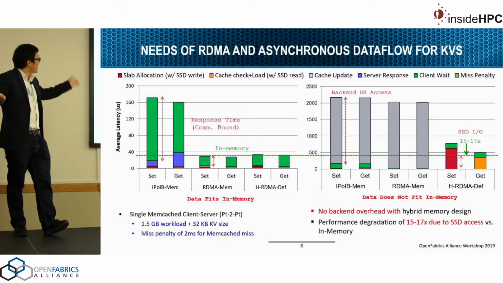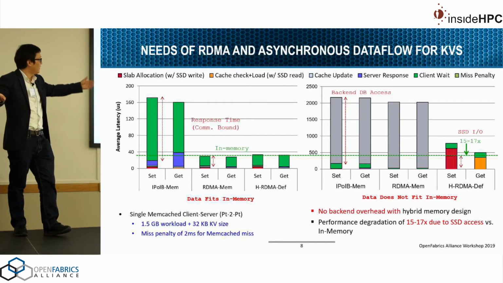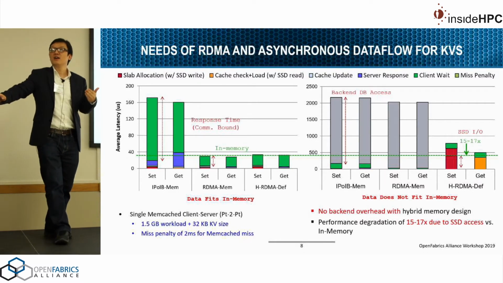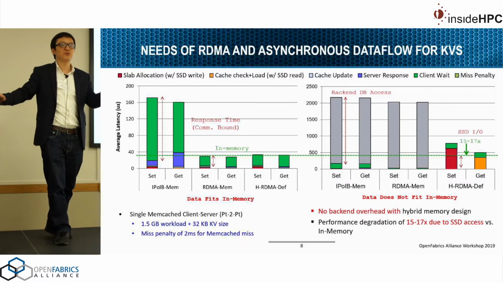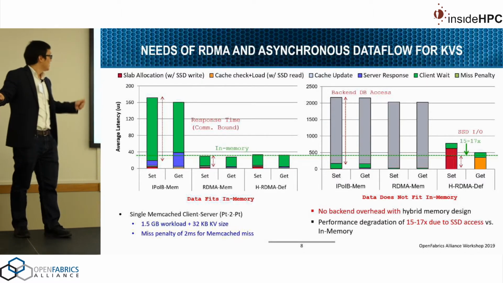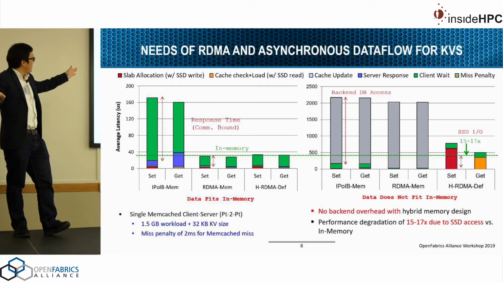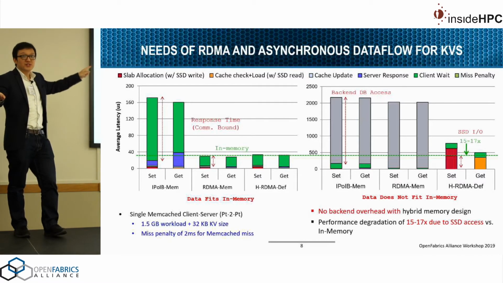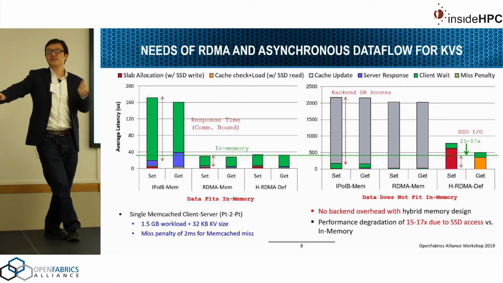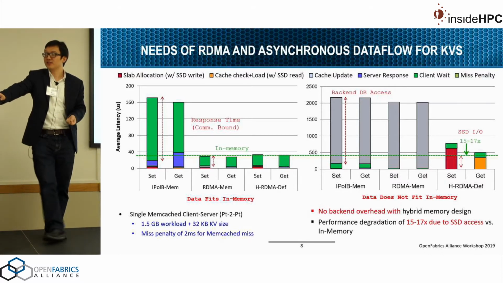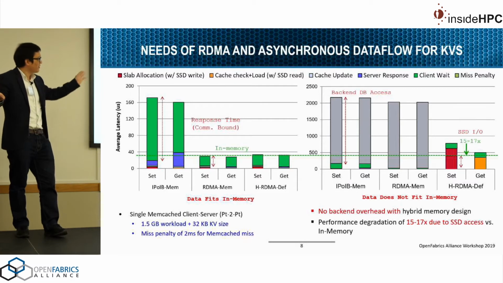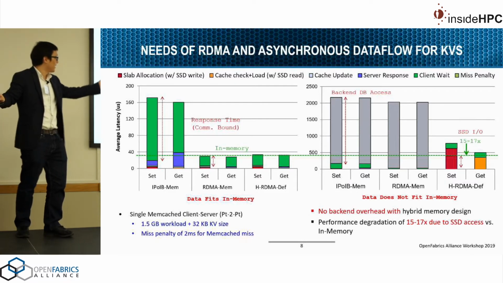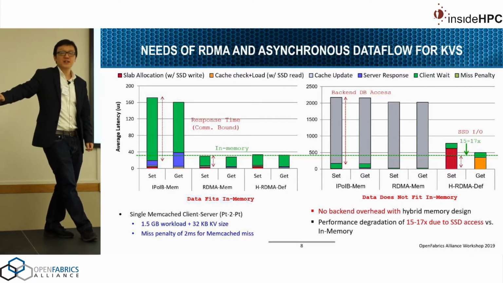If you bring RDMA into this picture, you'll see RDMA-based memcached set and get, or the hybrid one, which basically means memcached uses both memory as well as SSD. We see that with RDMA, we can significantly reduce the green part. That's the reason why RDMA can benefit a lot of in-memory key value stores. Now if you go to the left side, when data does not fit in memory.